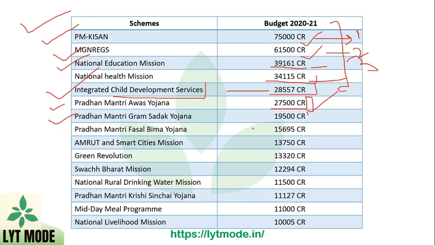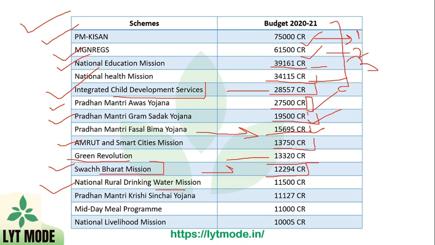Pradhan Mantri Gram Sarak Yojana, 19,500 crore allocated to this. Pradhan Mantri Fasal Bima Yojana, to this scheme the government allocated 15,695 crore for the budget year. And the Amrut and Smart Cities Mission, the amount allocated is 13,750 crore. Green Revolution, 13,320 crore. And Swachh Bharat Mission, which is a very important mission of the Modi government, 12,294 crore. And the next is the National Rural Drinking Water Mission, 11,500 crore.